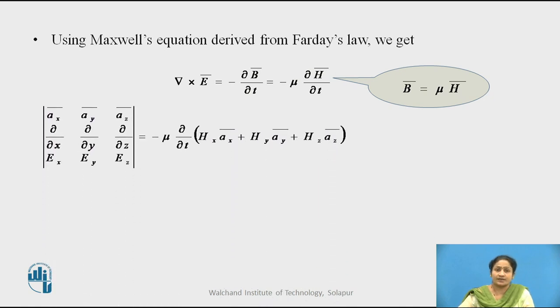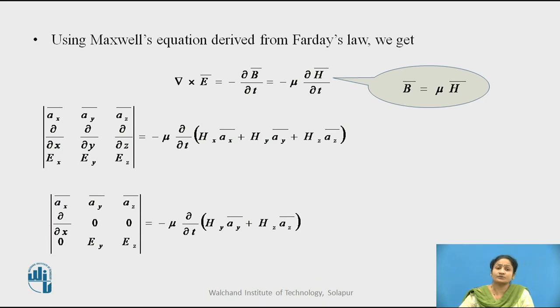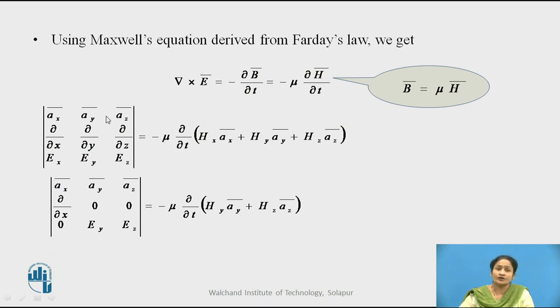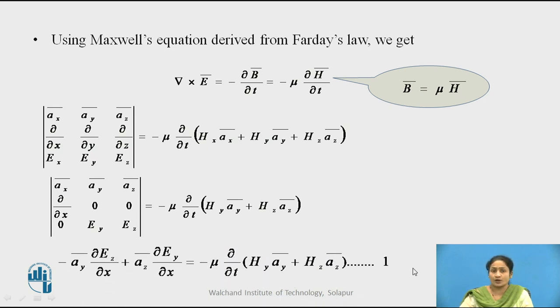Expanding the del cross E bar and expanding the H in the Cartesian coordinate system. Now, as we assumed in the previous slide, the values of dou by dou y and dou by dou z are equal to 0, and Ex, as the wave is propagating in the x direction, will also be equal to 0, and Hx on the RHS side will also be equal to 0. Solving this equation, we reduce it to equation 1.